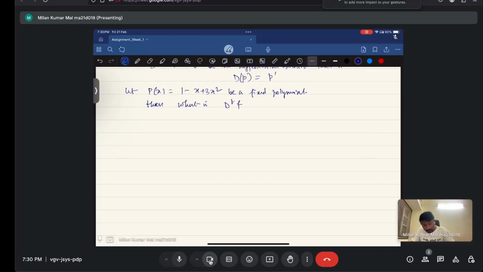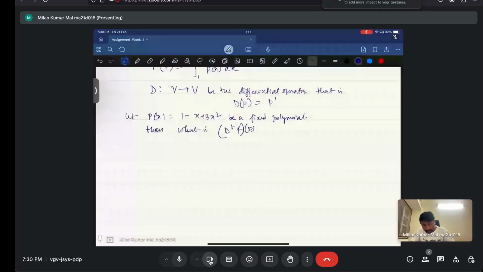So now we know that d transpose is the transpose of the linear operator d. Then d transpose of an element f at the point P is equal to f of dP, right?